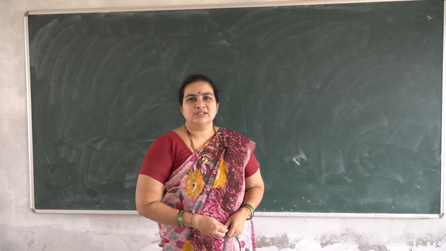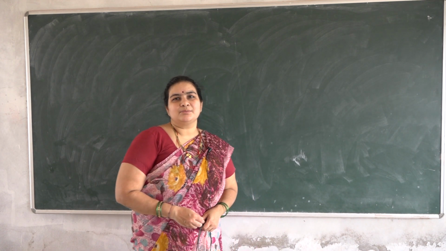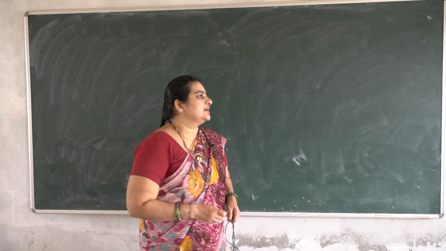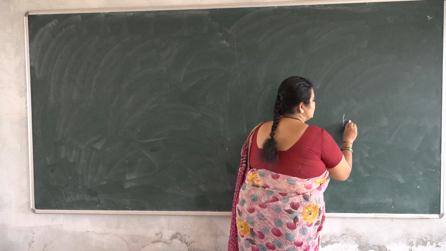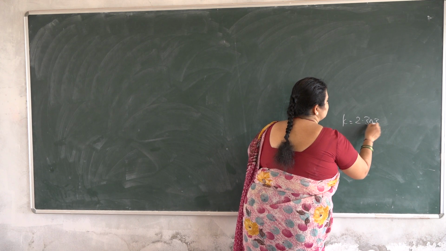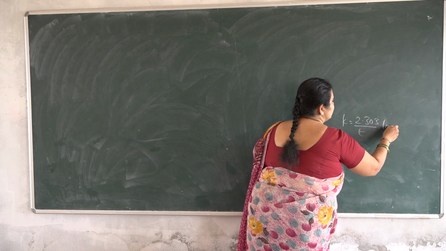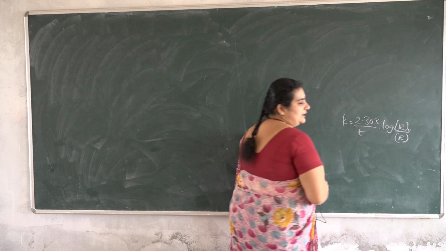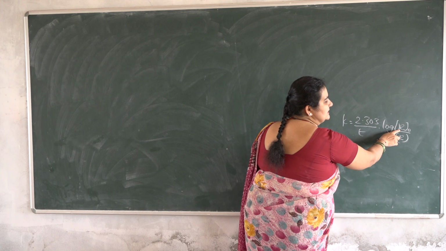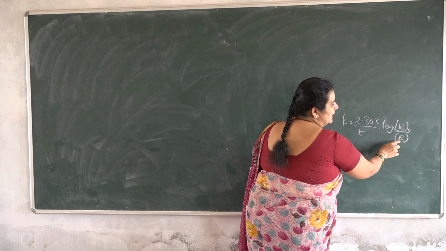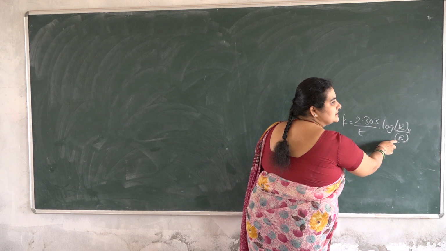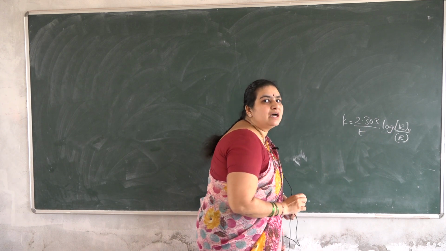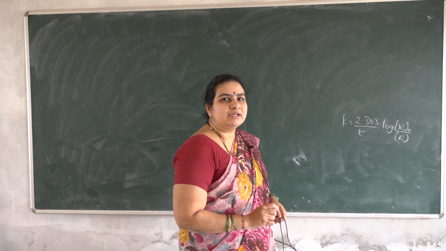Good morning students. In the last video we discussed the rate constant of a first order reaction and its details. The rate constant of a first order reaction is given by K = 2.303/t log([R]₀/[R]). Here [R]₀ is the initial concentration of reactants and [R] is the concentration of reactants after time t. t is the time taken to complete the reaction in minutes.